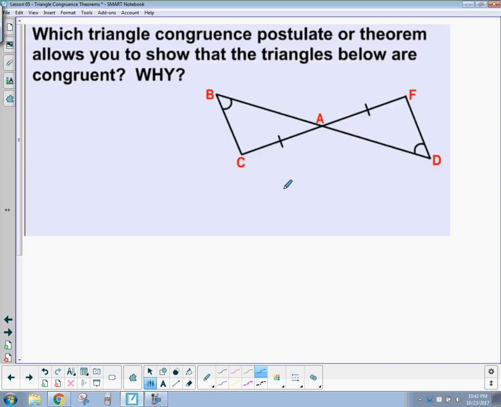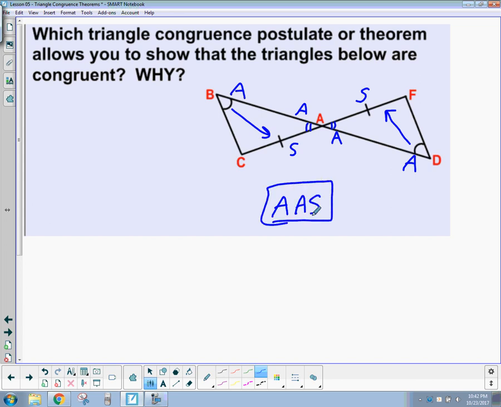So, which triangle congruency postulate or theorem allows you to show that the triangles below are congruent? Well, again, remember, vertical angles. So now we have angle, angle, side. But let's check. The 1 tick mark is opposite of the half moon, opposite of the 1 tick mark. I have to say these are angle, angle, side for this one. These 2 triangles are congruent. So give this one a thought.